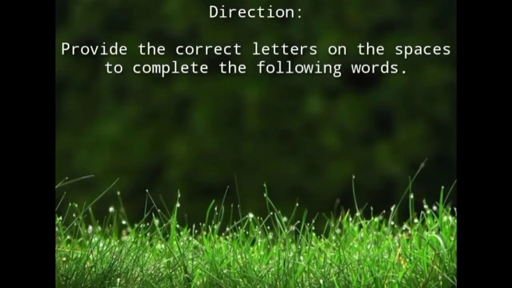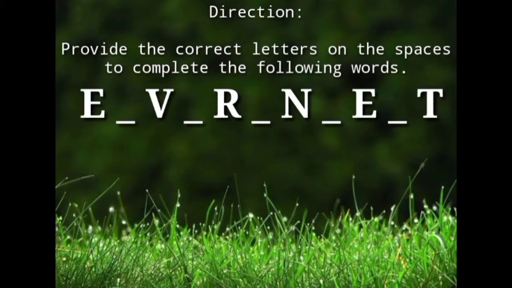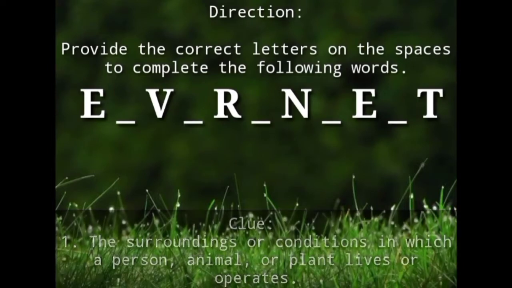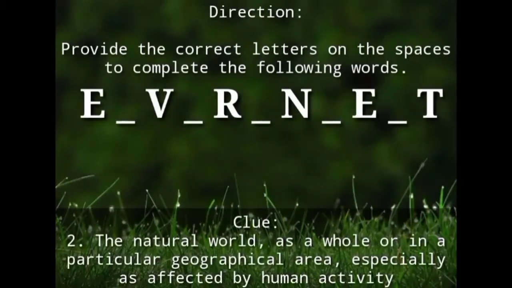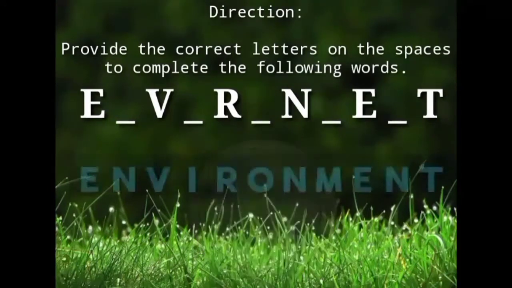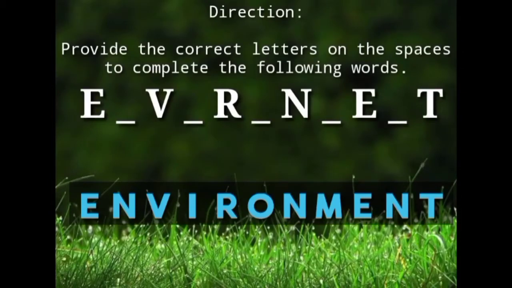Direction: Provide the correct letters on the spaces to complete the following words. For example, are you familiar with this word? Clue number one: the surroundings or conditions in which a person, animal, or plant lives or operates. Clue number two: the natural world as a whole or in a particular geographical area, especially as affected by human activity. If your answer is environment, you got it right!